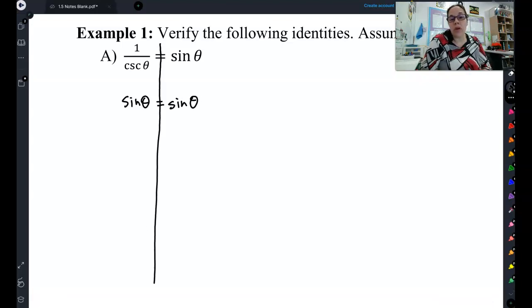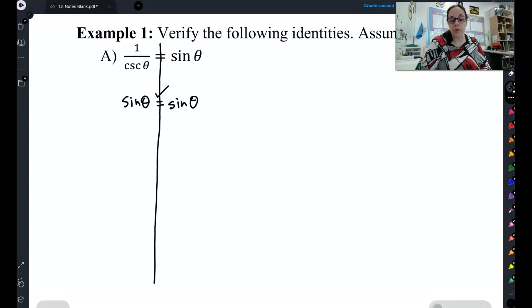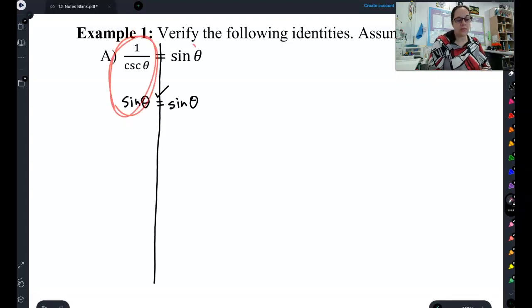Now, you know that you're done with your verified trig identity as soon as you can get one side to equal the other side. So as soon as I have one side equals the other side, I put a check mark, proving, hey, look, I changed one side to make it look like this side. I'm done. If you do not have this line here, where this equals this with your check mark, I will take away points. This is the final line that you need in every single trig identity.